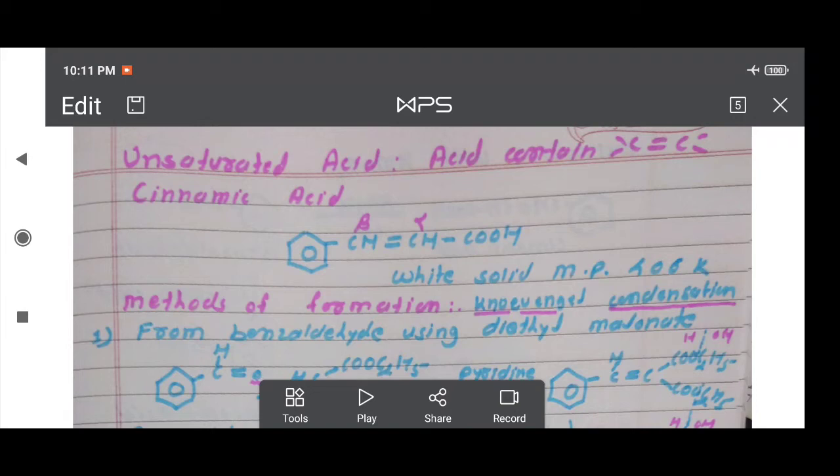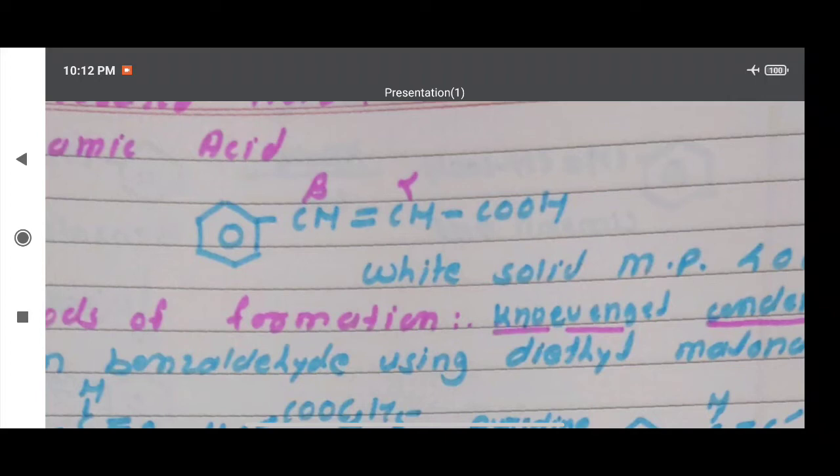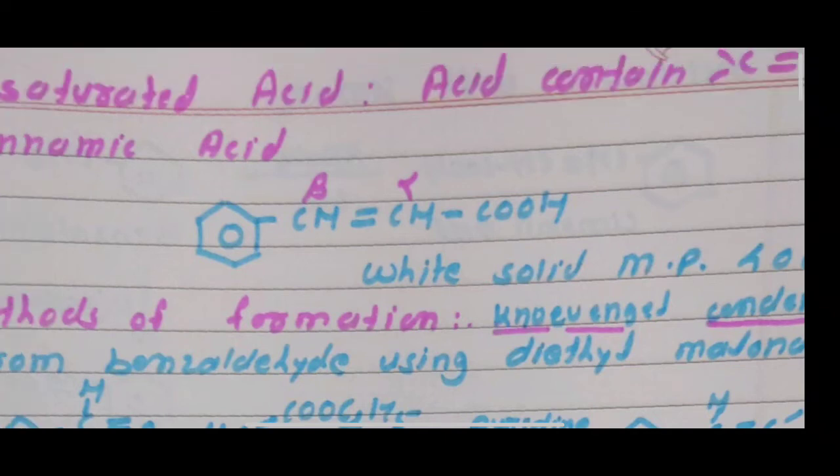In your syllabus there are two unsaturated acids. First is cinnamic acid and second is acrylic acid. Cinnamic acid and acrylic acid are examples of unsaturated acids, containing a carbon-carbon double bond in their structure. First we see the unsaturated acid cinnamic acid. Here a benzene ring is attached to the group CH double bond CH COOH. This is the structure of cinnamic acid. The next carbon atom after the COOH group is the alpha and the next one is the beta. Therefore cinnamic acid is an alpha beta unsaturated acid.